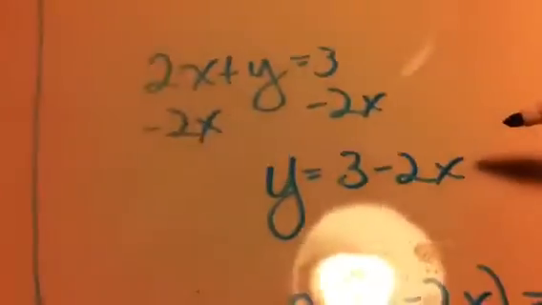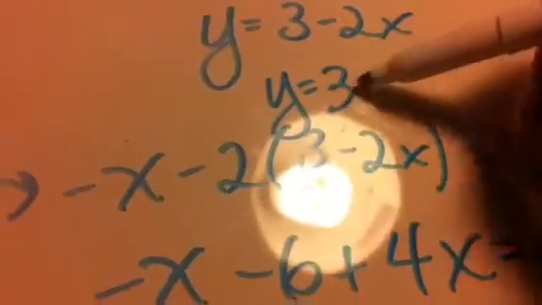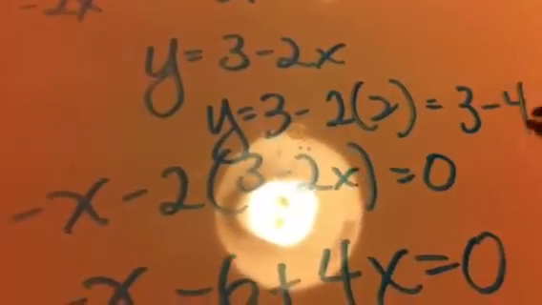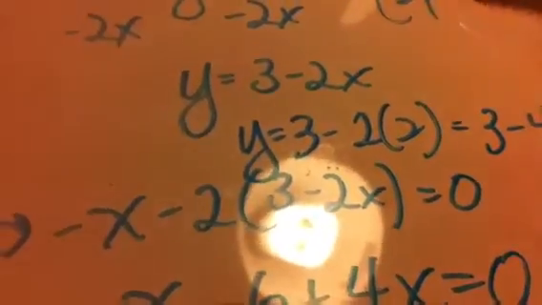X equals 2, and then I would go back here and I'd say y equals 3 minus 2 times 2, so that's 3 minus 4 is negative 1, so then I get 2, negative 1. So about 45 seconds.